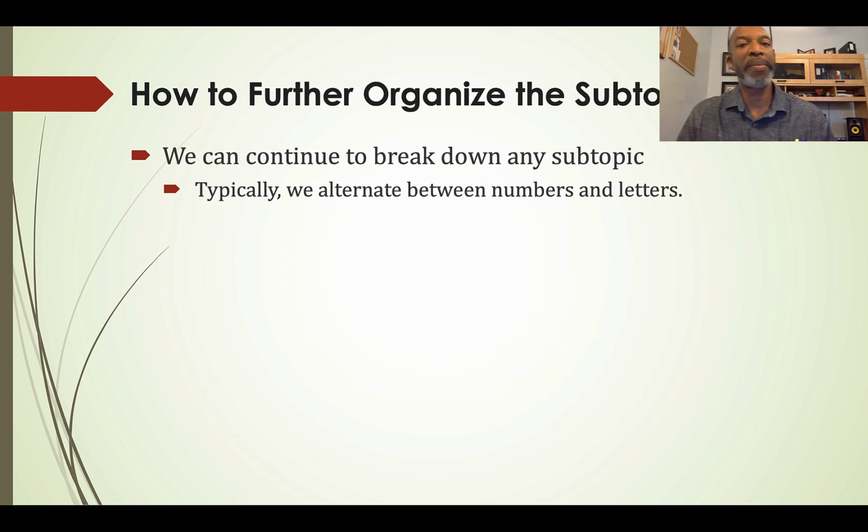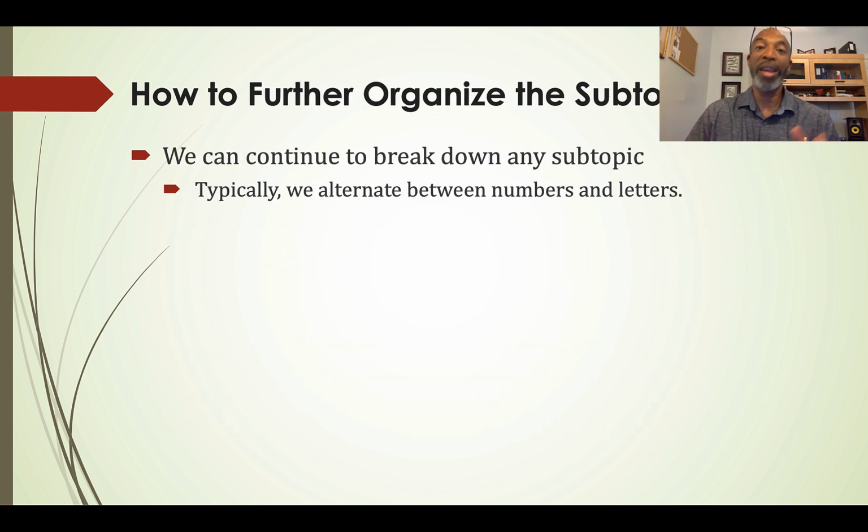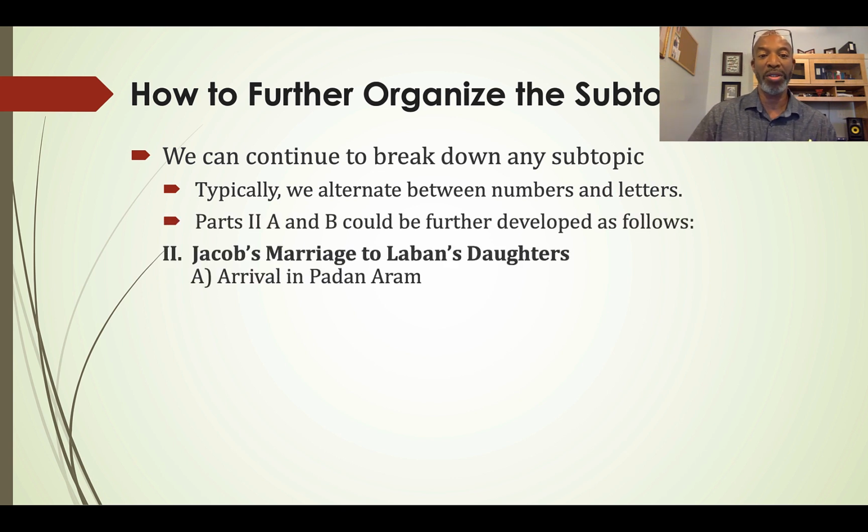Let's talk about how to further organize the subtopics. We've already talked about the major subjects. Now let's talk about organizing the subtopics. We can continue to break down any subtopic. You saw how we started off with our major Roman numeral 2, Jacob's marriage to Laban's daughters, but then we broke it down into 2 other subtopics: meeting Rachel at the well and his marriage to Rachel and Leah. We can break those 2 subtopics, A and B, down further also. Parts 2A and 2B could be further developed as follows.